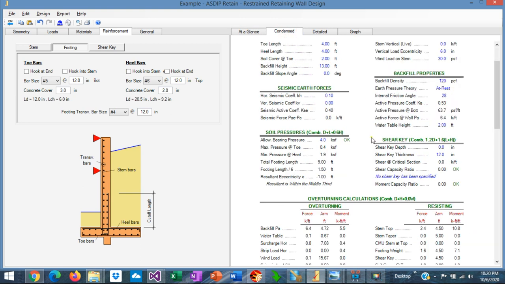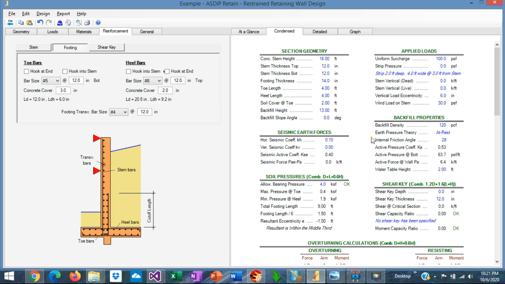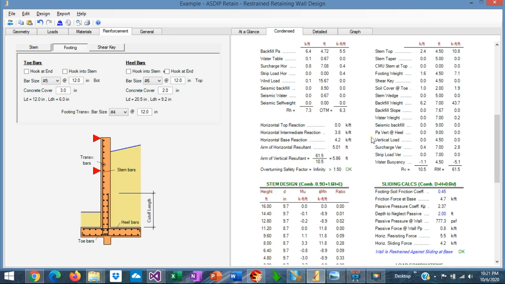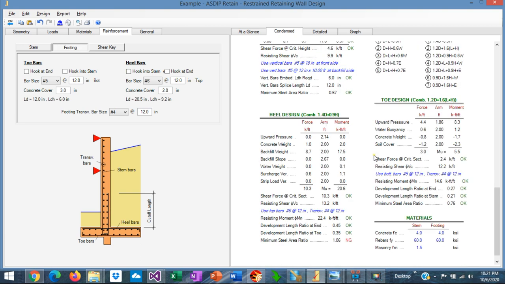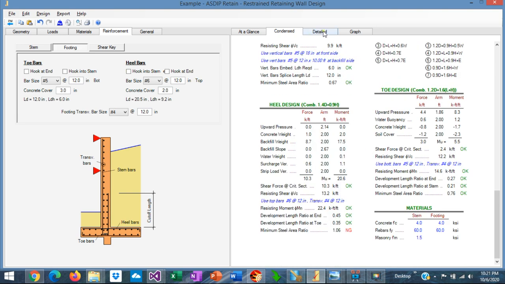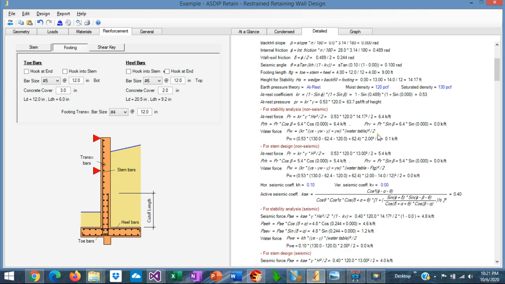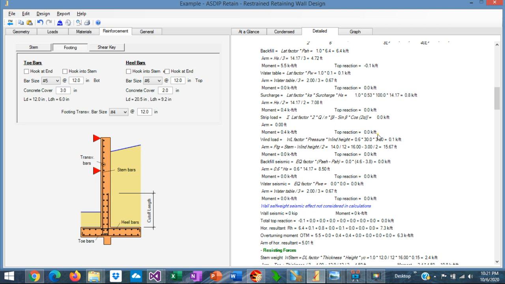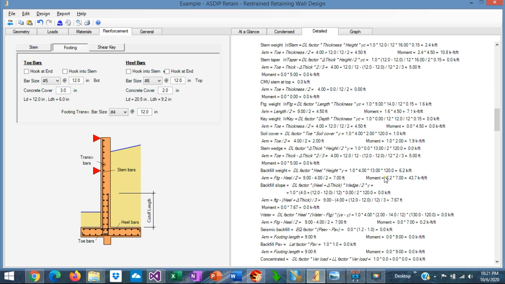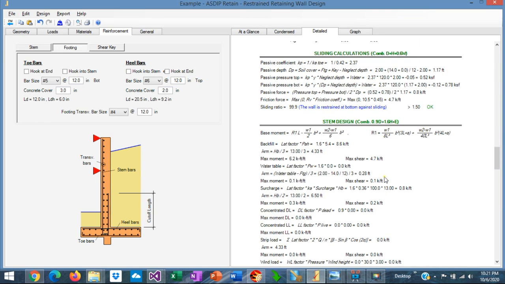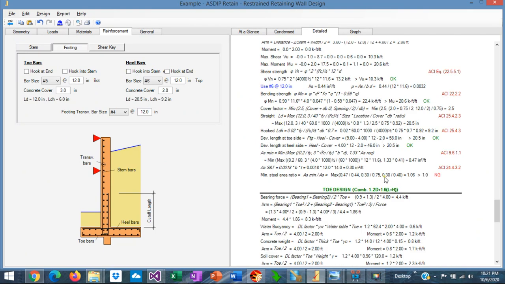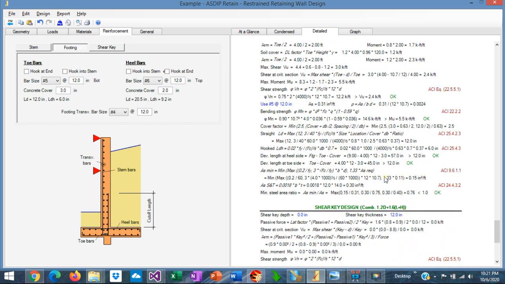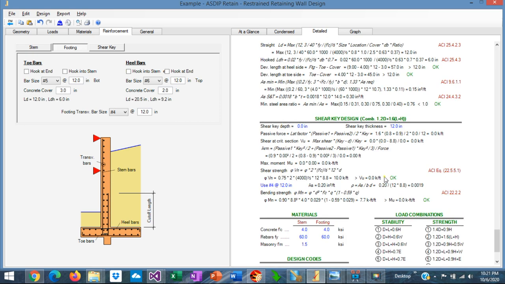We go to the condensed tab. We can see a more detailed set of calculations grouped by topic and showing the controlling load combinations for each topic. We go to the detail tab. You can see a more detailed set of calculations step by step with exposed formulas and reference to the ACI code. So we can check immediately all the calculations and every number that the program uses.